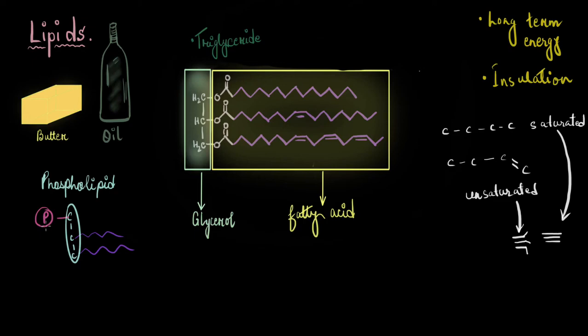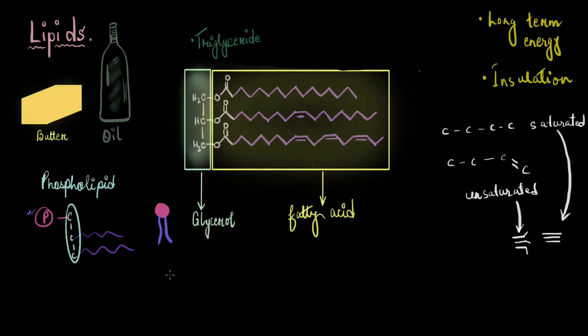Now what happens when a phosphate is attached? The phosphate head is hydrophilic. That means it is attracted to water. On the other hand, the fatty acid chains are hydrophobic. That means it repels water. And we often draw it this way.